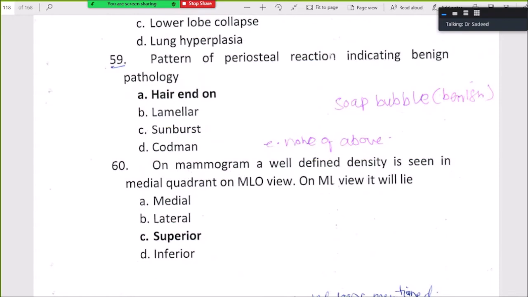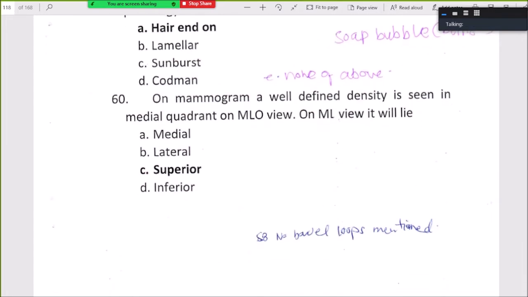60. On mammogram, a well-defined density is seen in the medial quadrant on MLO view. On ML view, it will lie in the superior.